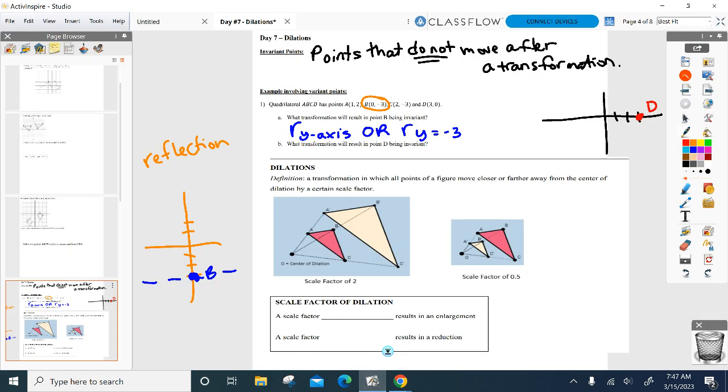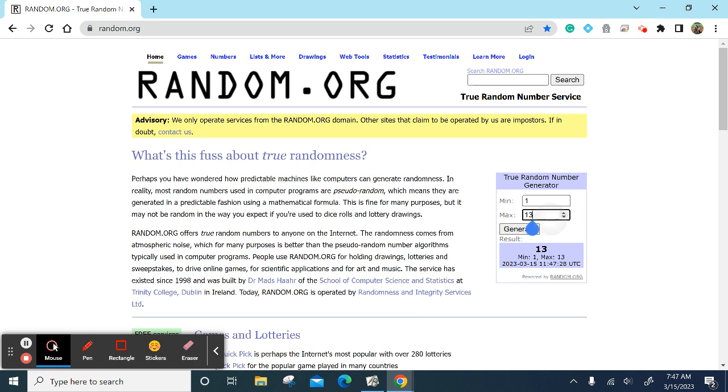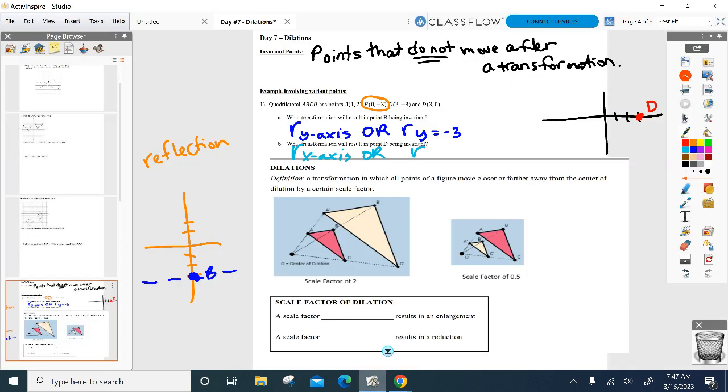Over the x-axis. So reflection over the x-axis. Or where else could I reflect it so it still stays where it is? A reflection over x equals 3. Good. All right, so there's invariant points. Points that don't move after a transformation. Stay right where they are.